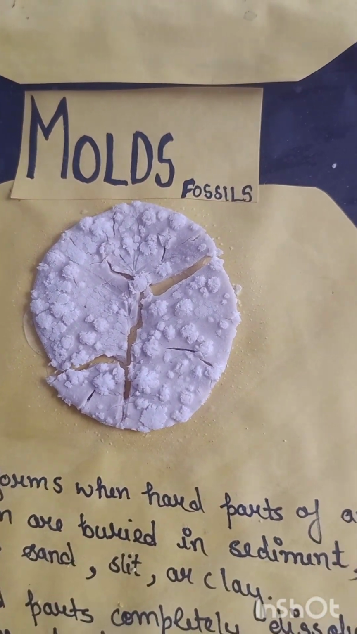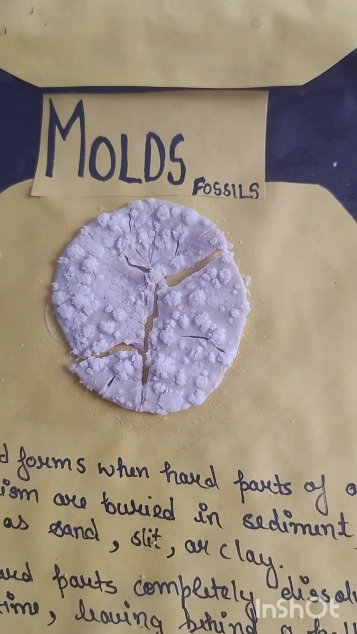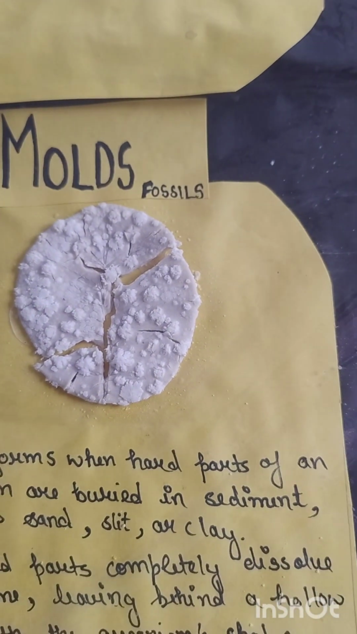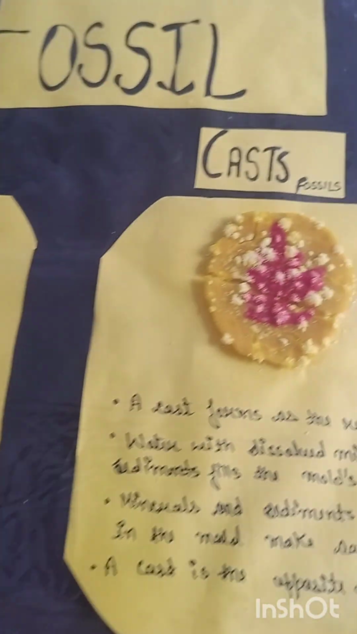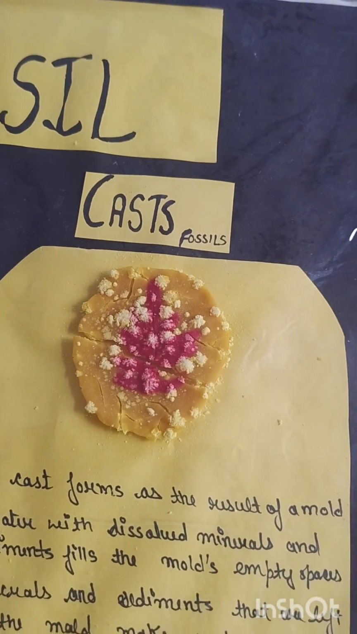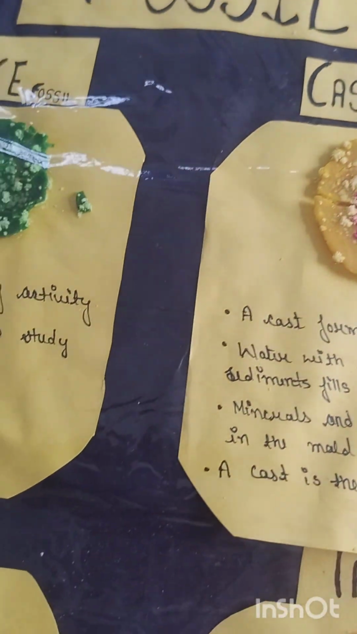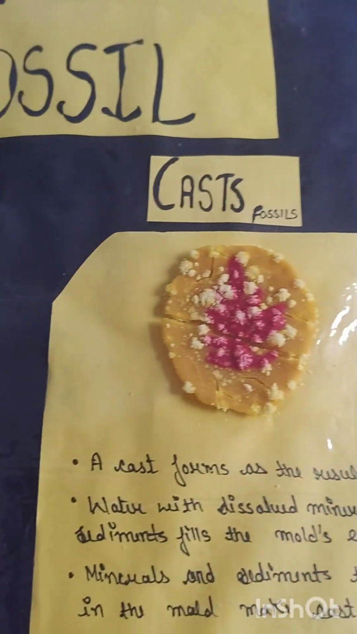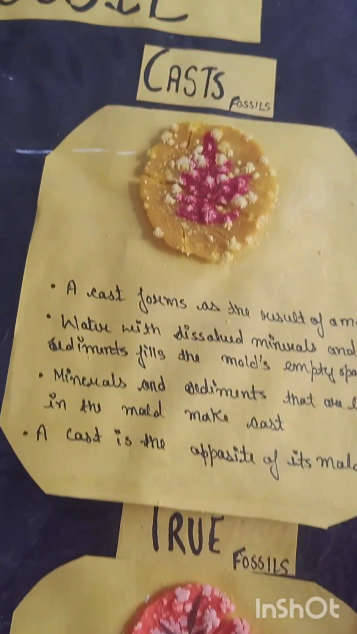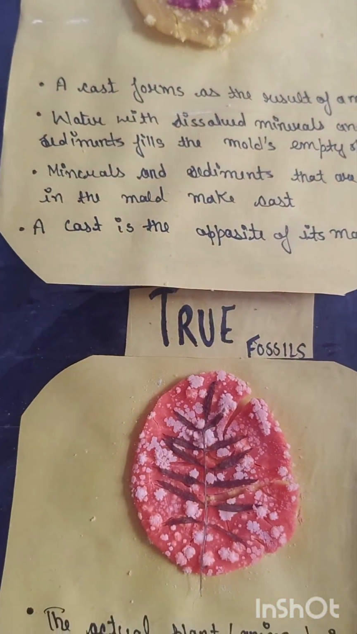A mold forms when hard parts of an organism are buried in sediment, such as sand, silt or clay. And casts are formed as a result of a mold. So you can see the difference between cast and mold. A cast is the opposite of its mold. Then this is a true fossil.